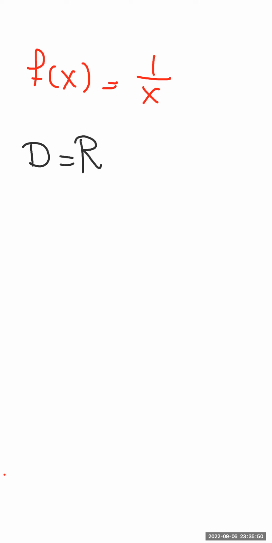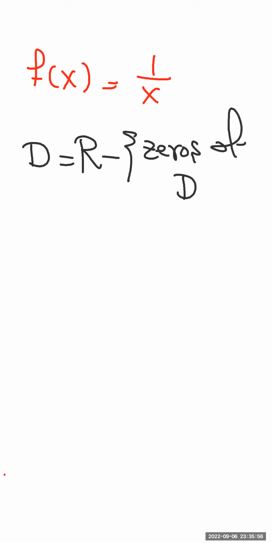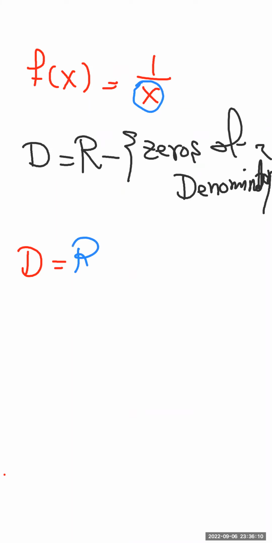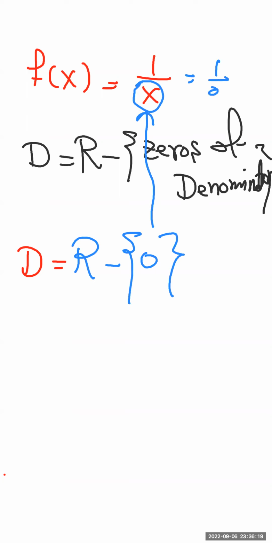Okay, let's solve one question like this. Find the domain of f of x equals 1 over x. We said that the domain equals real numbers, the difference the set of zeros of the denominator. So now, the only value which makes the denominator equal 0 is 0. So here real numbers, the difference 0 only, because x equals 0 would make it 1 over 0, meaningless, not defined.